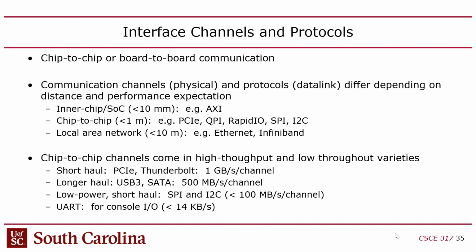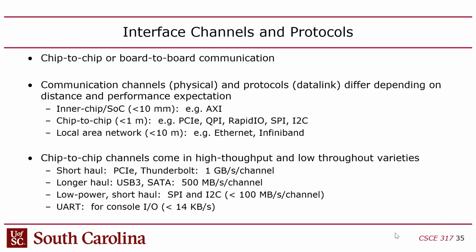Then a chip-to-chip type of connection would be something like PCI Express. I'm sure most of you have heard of that. That's how your graphics cards and your network cards connect to your CPU. And other ones are QPI, Rapid I/O, and then there's SPI and I2C, which are the two that we're going to cover in this class in more detail. They're the simpler types. And then, for example, if it's a local area network, then you'll be using Ethernet or InfiniBand or something like that. So there are these basically different types of interfaces.